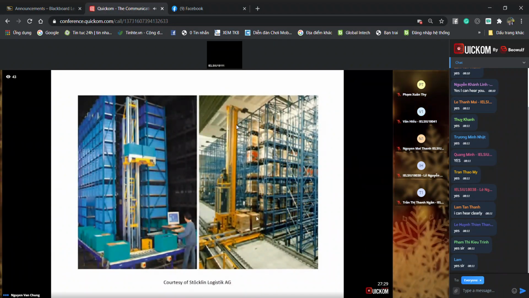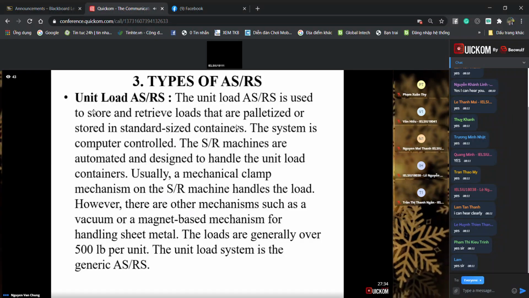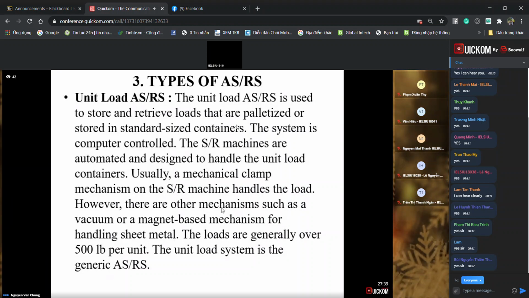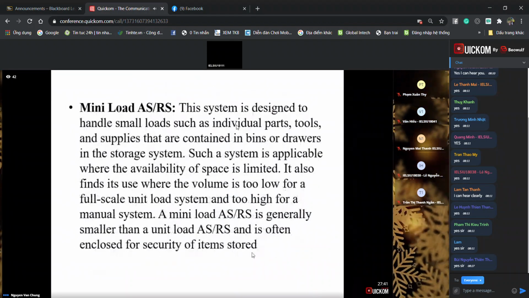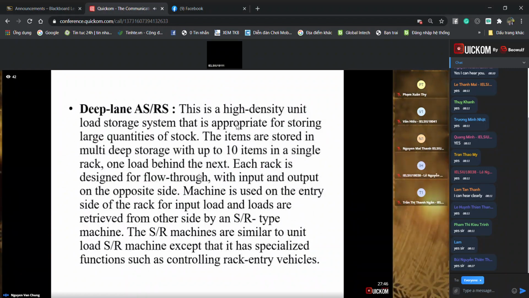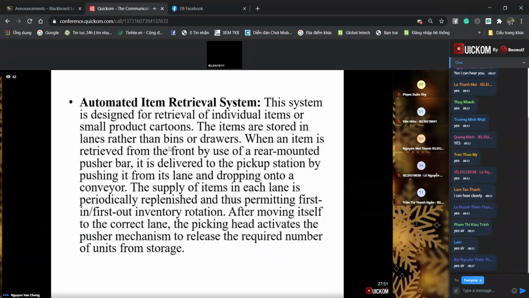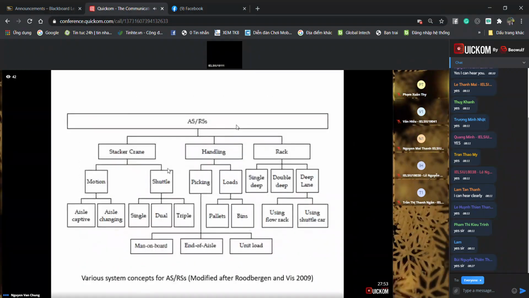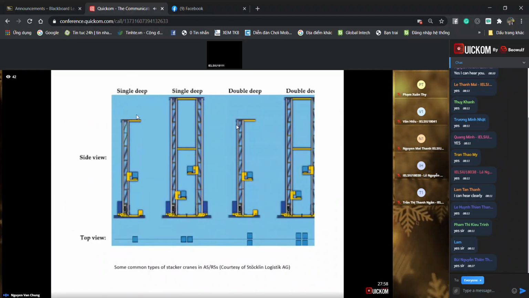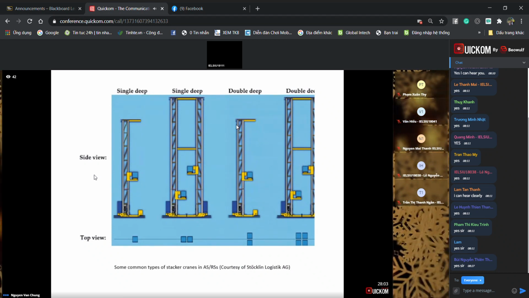Okay, and then so like that, this is the same, the SR machine or structures machine. So you see, okay, the definitions of unit load: ISR is a storage and retrieval. Okay, and then mini load, a different plan. So already, I think you can see this on the picture. Okay, so this is talking about single depth. You see this.